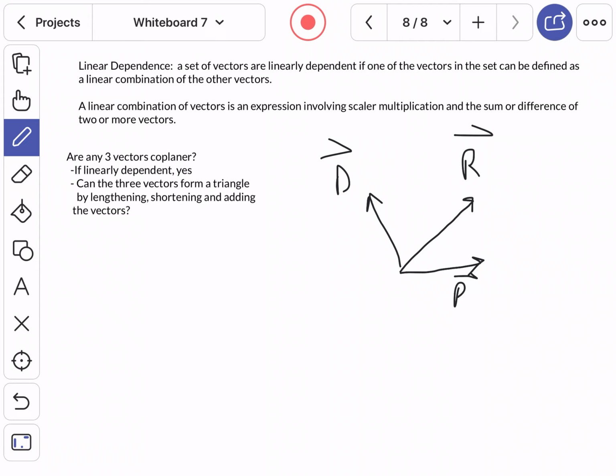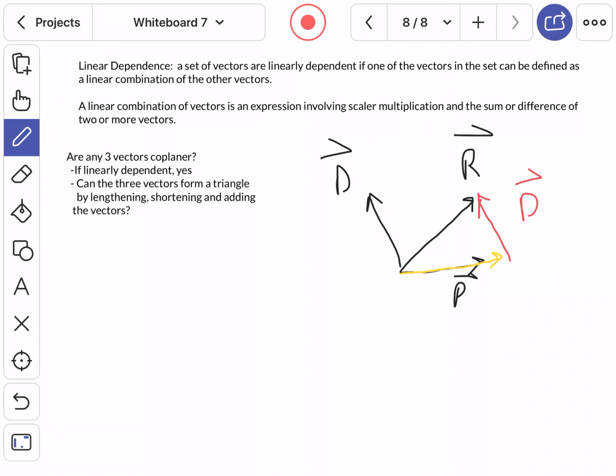I should have drawn this a little less perfect, actually. So let's imagine I extend vector P, so I multiply it by some value that makes it a little bigger. And then I can copy vector D over here. What this would mean is that P plus D is equal to R, right?